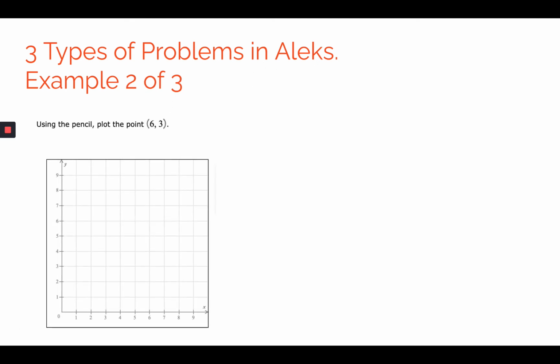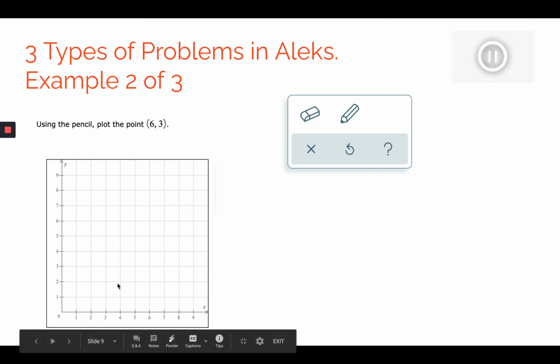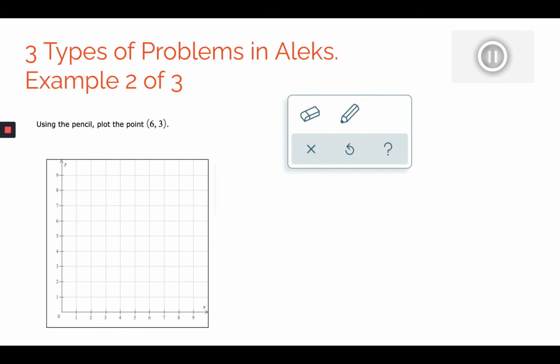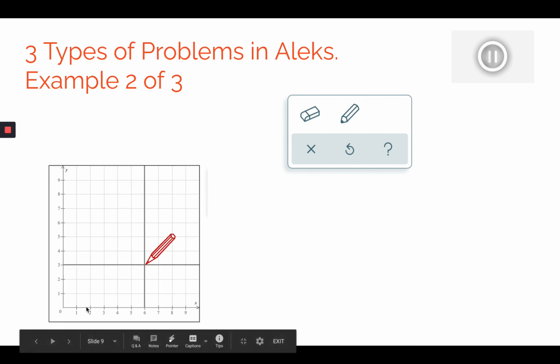Second type of question is it asks you to plot a point on a coordinate plane. In this case, they want you to plot the coordinate 6, 3. You'll notice there's a pencil tool off to the side of the graph, and you just click on the pencil. If you want to figure out where 6, 3 goes, I would pause your video now. And yeah, right here, you'd go 6 over, 3 up. So the ordered pair was 6, 3, so you just go 6 over because that's x first, and then 3 up, which would be the y coordinate.